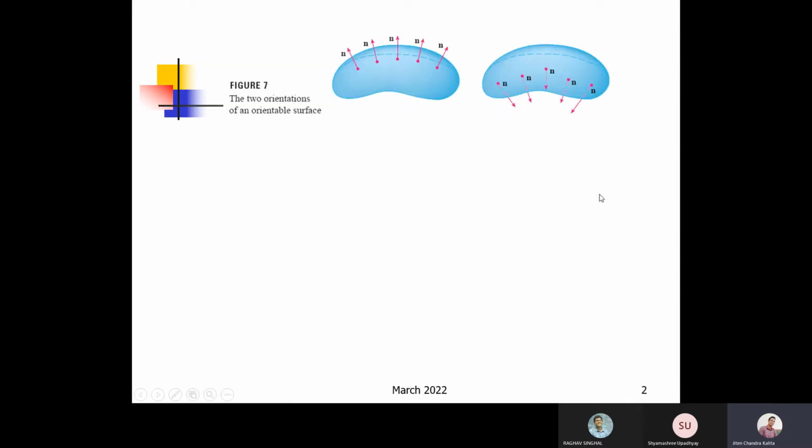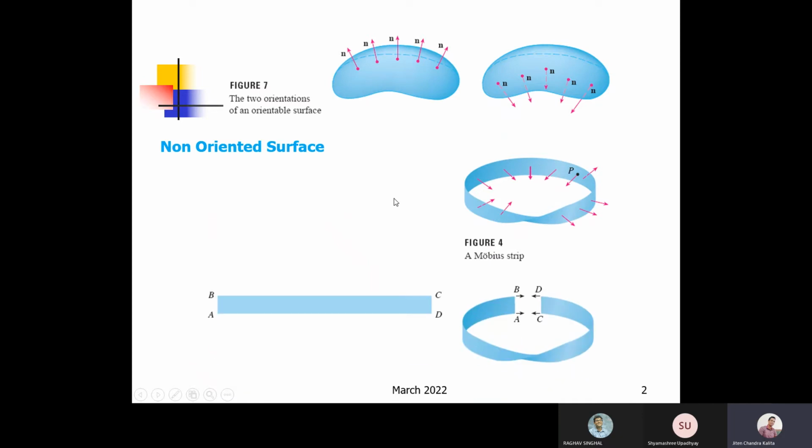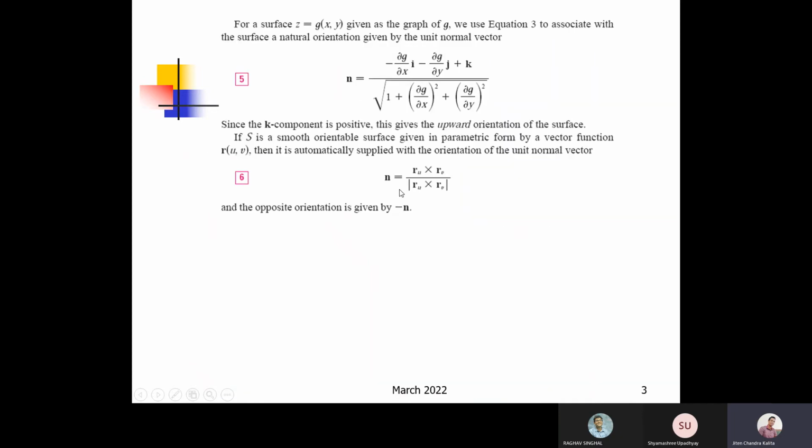Okay? So this is a non-oriented surface, as I have already told you. Now I am going to go to this, which you already know. If the surface is given as the graph of a function of two variables, then this I have already worked out.